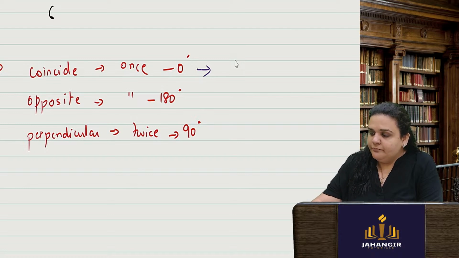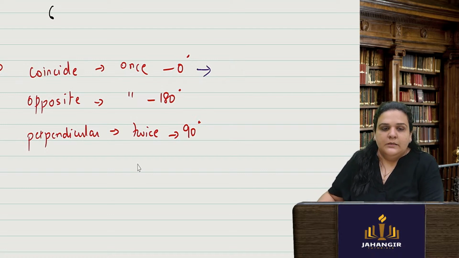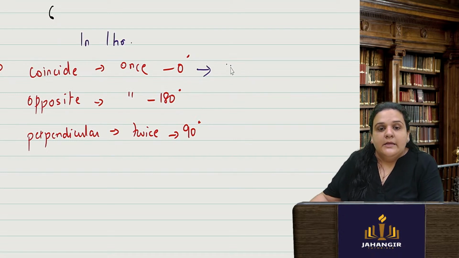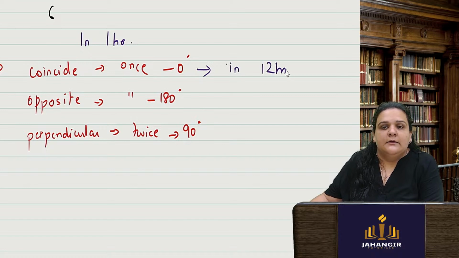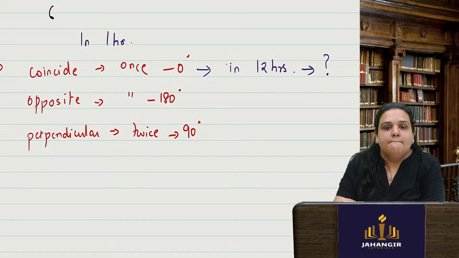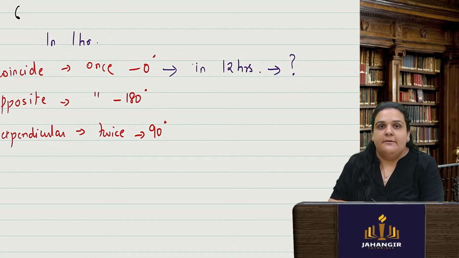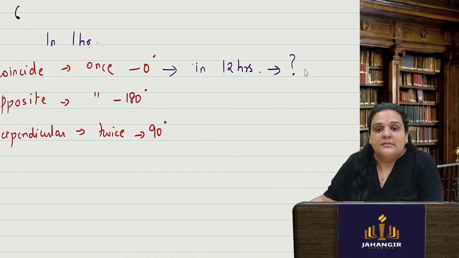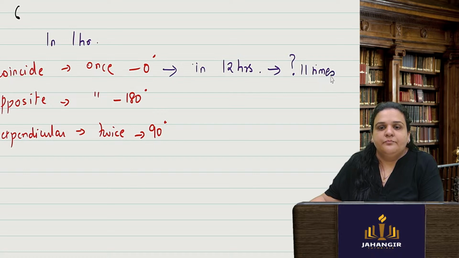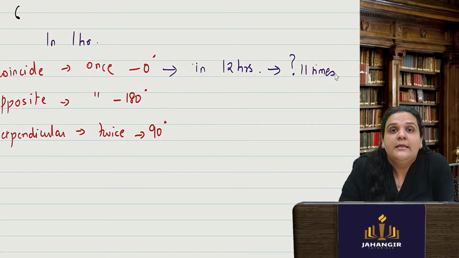So, in 12 hours, this was in 1 hour. In 12 hours, it will coincide how many times? You all will say, ma'am, 12 times. If in 1 hour it is coinciding 1 time, therefore, in 12 hours, it will be 12 times. But no. The answer is 11 times. It will coincide only 11 times.